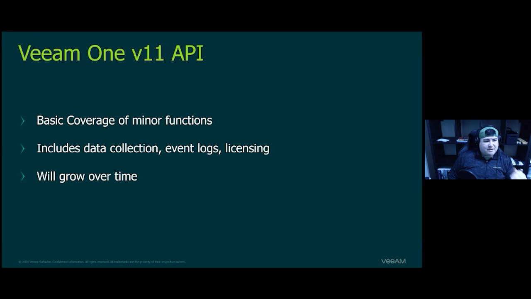It's just basic coverage of minor functions. You can definitely tell that the VM1 API is a very version 1 product. Essentially, it includes data collection, event logs, and licensing. That's it. I think off the top of my head, it's 11 API calls that exist in the VM1 API.